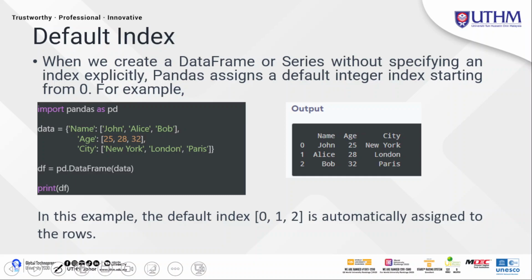One example, in order to create a data frame or a series without specifying an index explicitly, which means you never declare the index separately. Okay, so pandas assigns a default integer index starting from zero. Okay, let's go with the code. So import and then the data. We know that first column, second column, third column. So create df equal to pd.DataFrame(data). So this data will be passed here. So print df, you will get the final output. You can see this one we never declared anywhere in the code, but it's auto assigned by pandas.